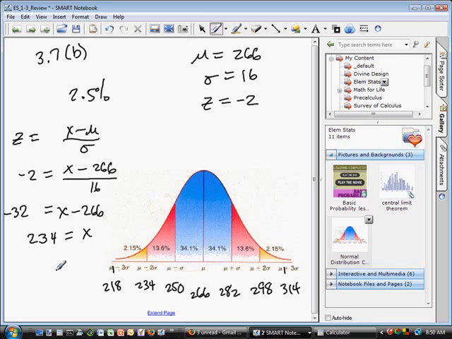So what you really have to do is get really familiar with the 68, 95, 99.7 rule. Because here's an example of how we're using it kind of in reverse. Yeah. Okay, thank you. You're welcome.